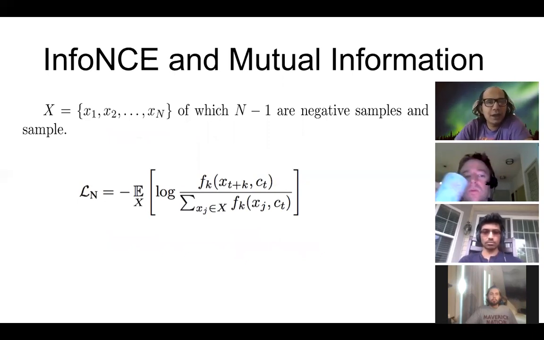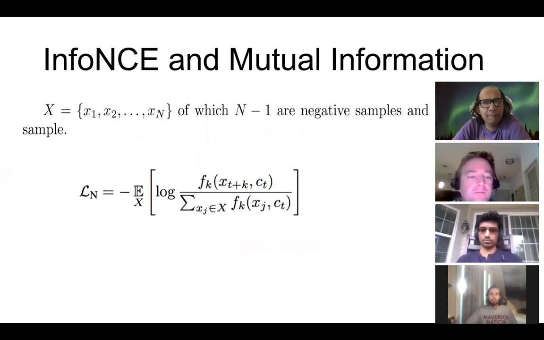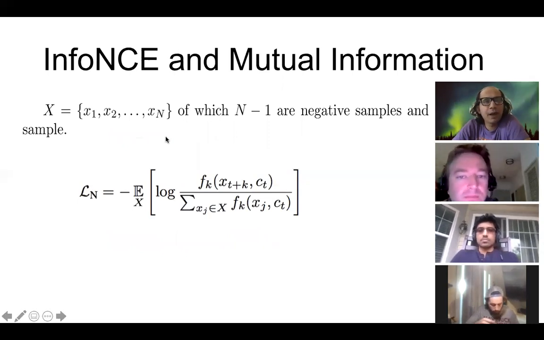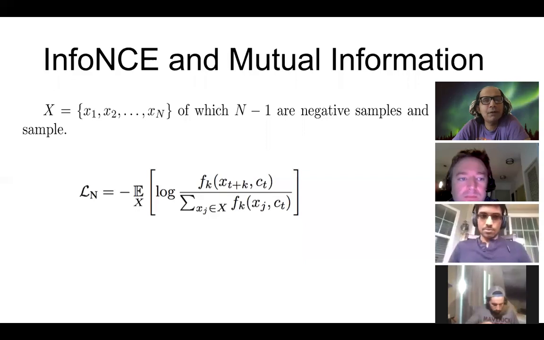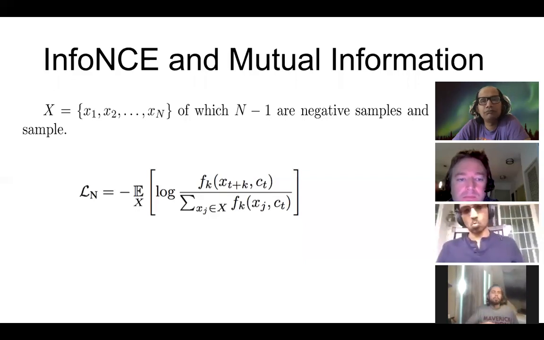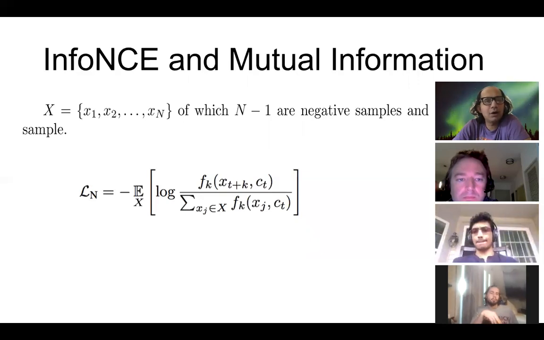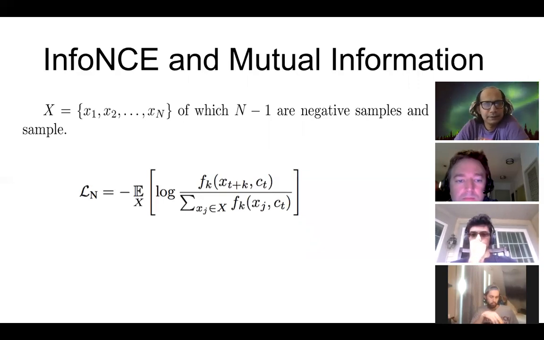And for these, they have taken a series of samples, and only one of them is a positive sample, and the rest of them are negative samples. That means only one of them will be the correct prediction for a particular future time step, and others will be negative samples for that particular time step. And they have used noise contrastive estimation loss using this equation.